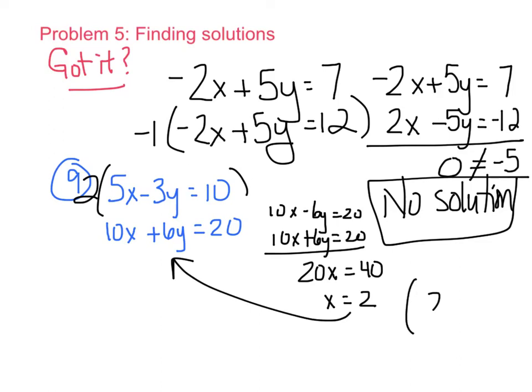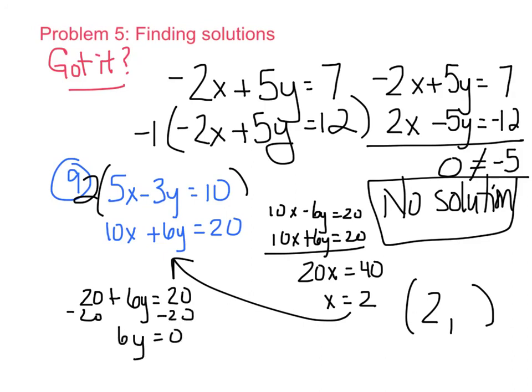I plug it in, so I'll plug it into the second equation. That gives me 20, that's 10 times 2, plus 6y equals 20. Subtract 20, 6y equals 0, therefore y equals 0. So my answer would be 2, 0. Now let's go back to this problem here. Let's say you ended up getting 0 equals 0. That'd be true. Therefore, you'd have infinitely many solutions.